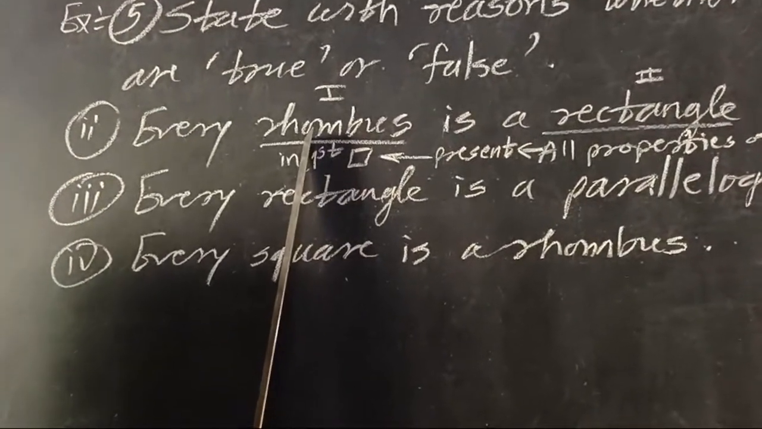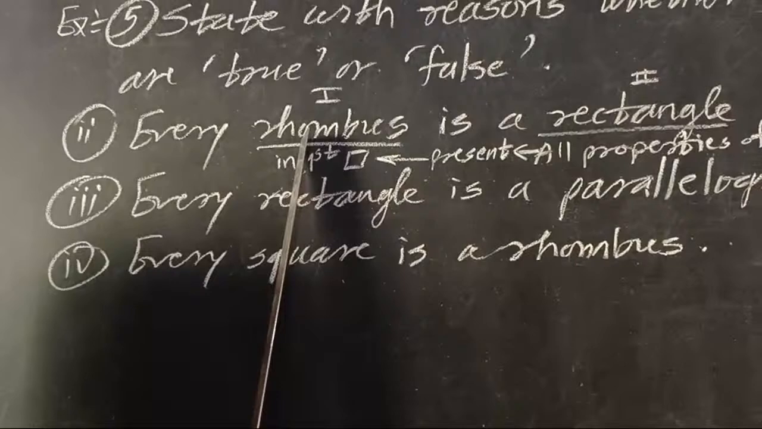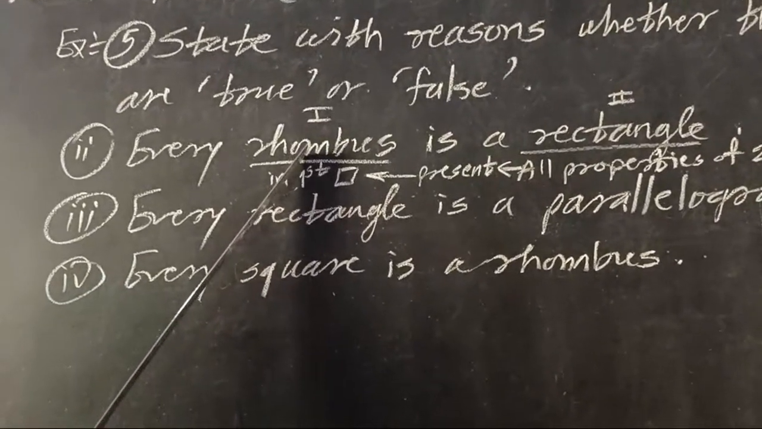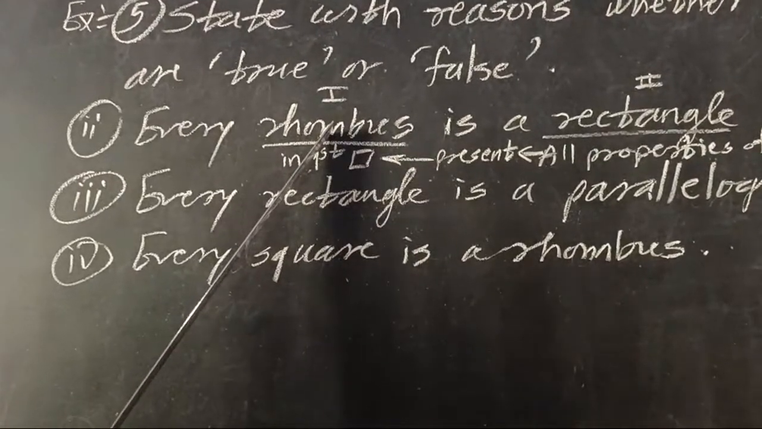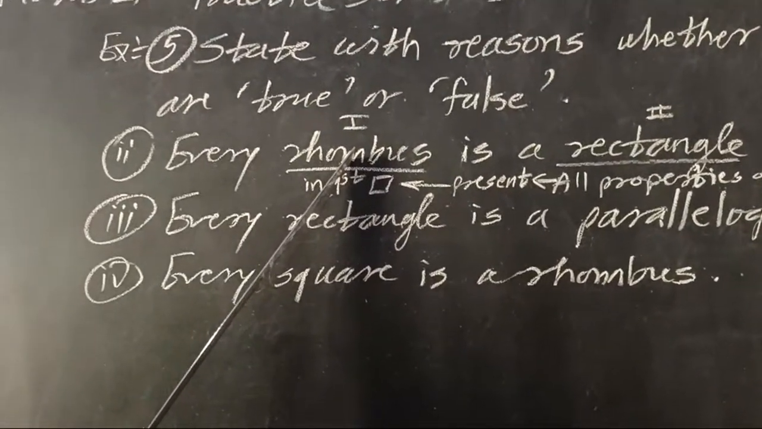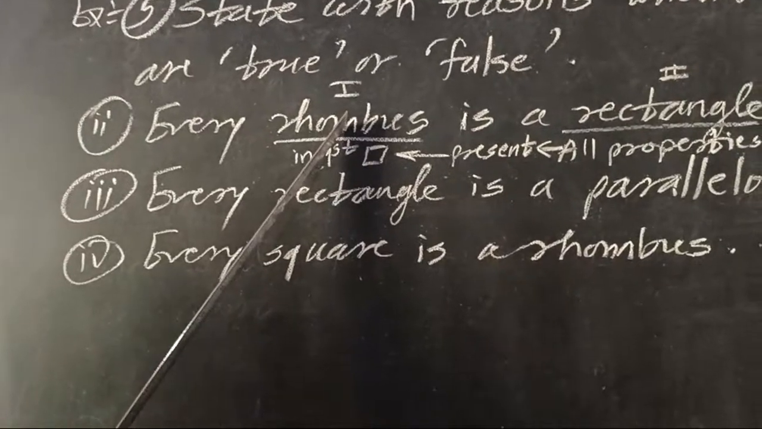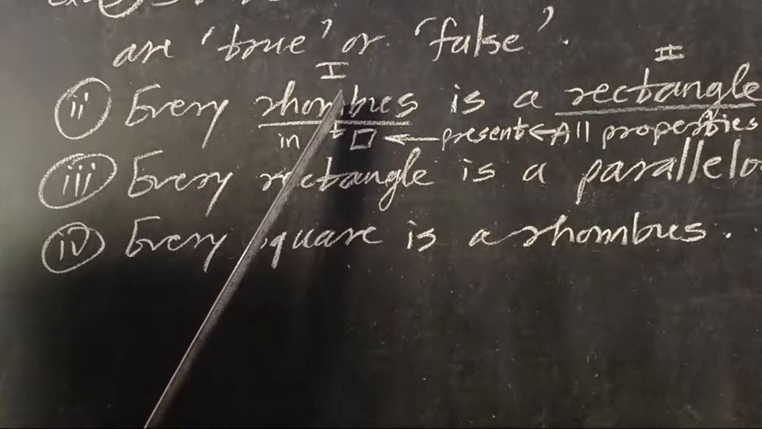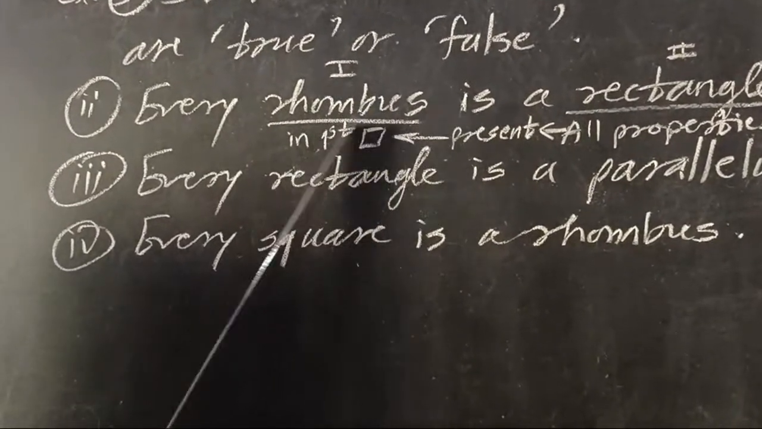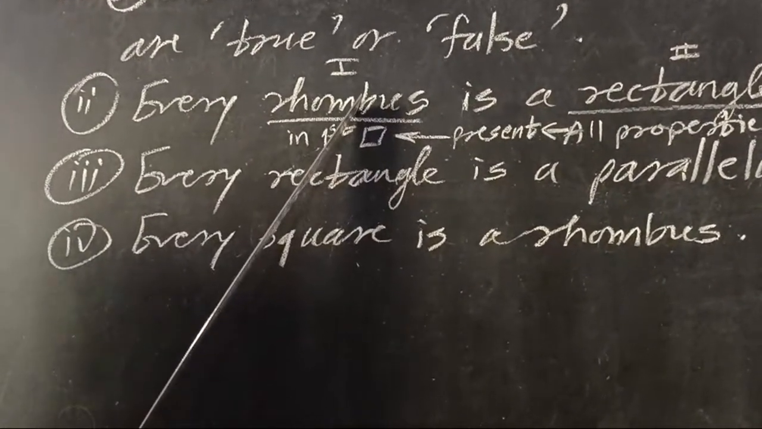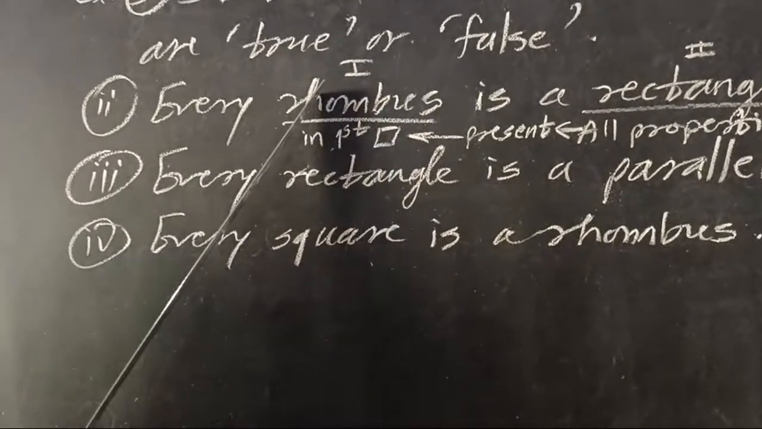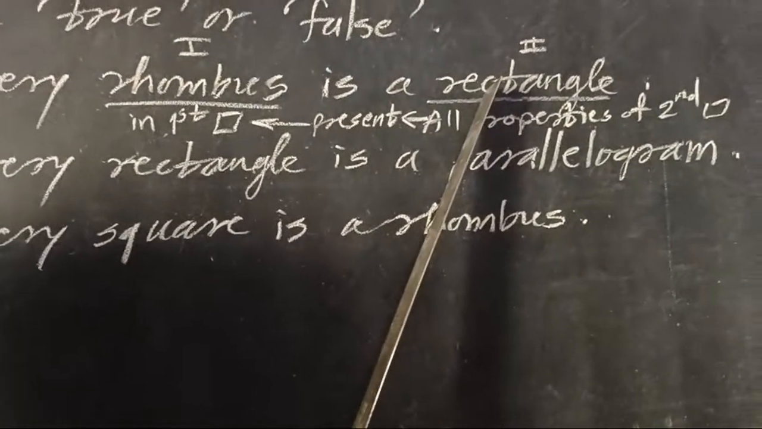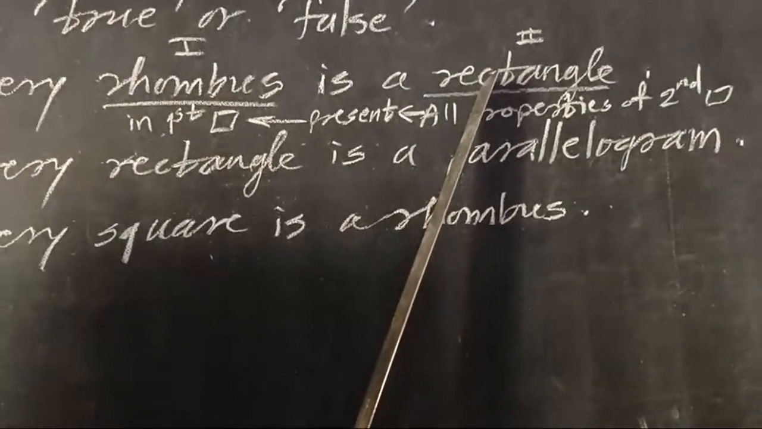The diagonals of a rhombus are perpendicular bisectors to each other. Means we get here an extra property, perpendicular. Bisectors always present. Perpendicular is the extra term. Means second property also satisfied.